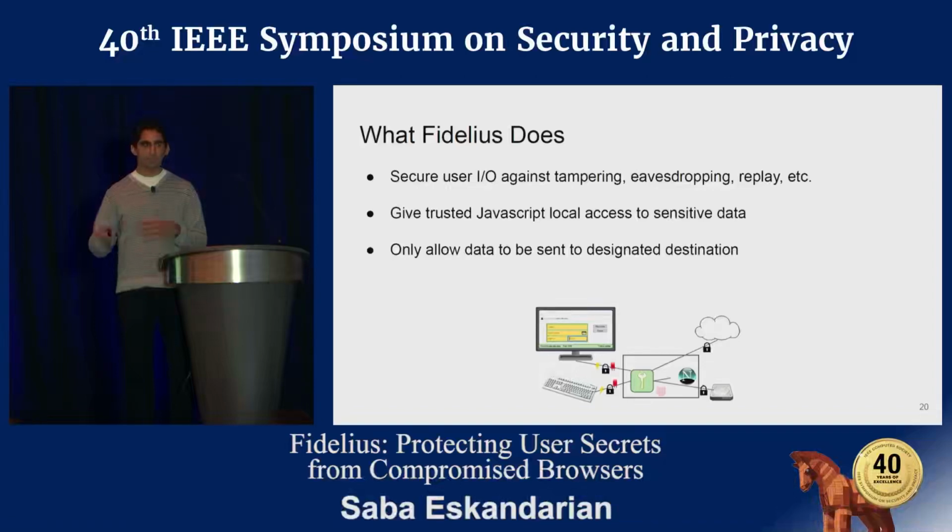So you can have JavaScript that's running on the whole web page, and then you can also have separate JavaScript that runs only on the sensitive data. This is kind of the Fidelius JavaScript that runs in the enclave. Everything else runs in the regular JavaScript engine. And then, of course, we only allow data to be sent to the origin that's designated in the overlay, and we don't allow it to go anywhere else.